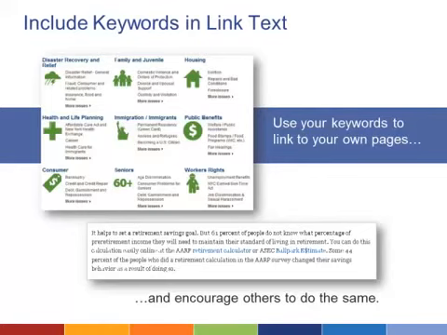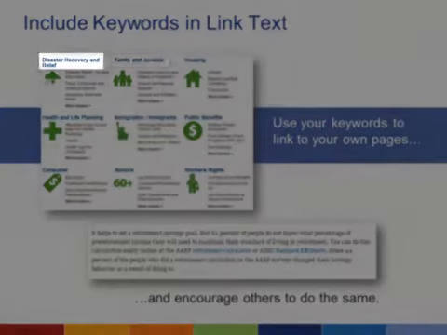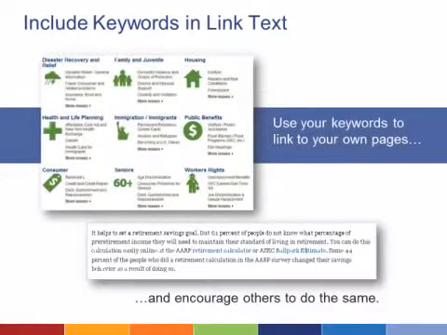Also, make sure to refer to your own programs or resources consistently. For example, Illinois Legal Aid Online launched a mobile app, Illinois Legal Aid Mobile App. To optimize that name as a keyword for search engines, they need to use that full name every time they refer to it. And they should encourage their partners to do so as well. They can do this by providing them with the proper link text.